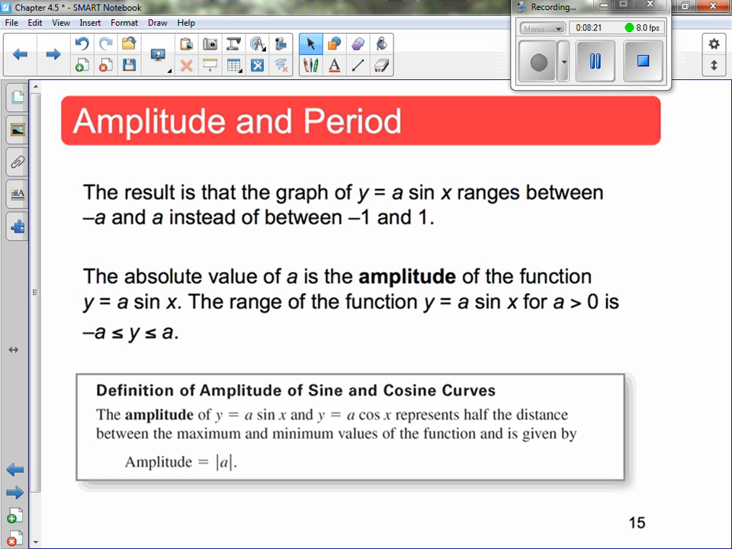And A is what we're going to call the amplitude. Now it's also our vertical stretch or shrink. Are the values going to increase faster or slower? Now the definition of amplitude is going to be the absolute value of A. So whatever that A value is, positive or negative, the amplitude is going to be the absolute value of it.